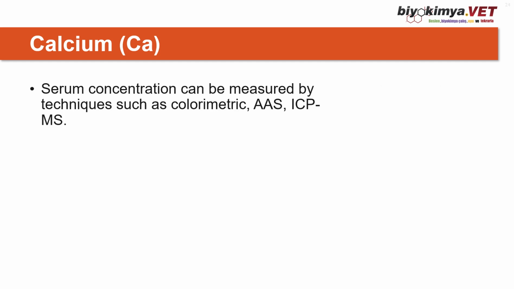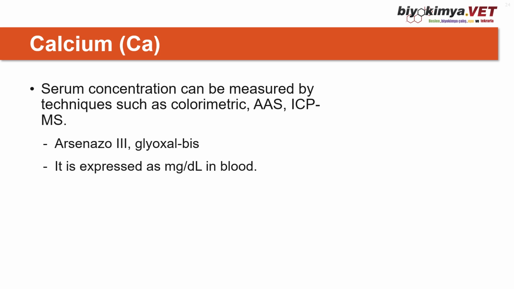Serum concentration can be measured by techniques such as colorimetric, atomic absorption spectroscopy, and also ICP-MS. In general, in clinical laboratories, the colorimetric methods based on arsenazo III or glyoxal bis are used. And it is expressed as milligram per deciliter in blood serum or millimole per liter.